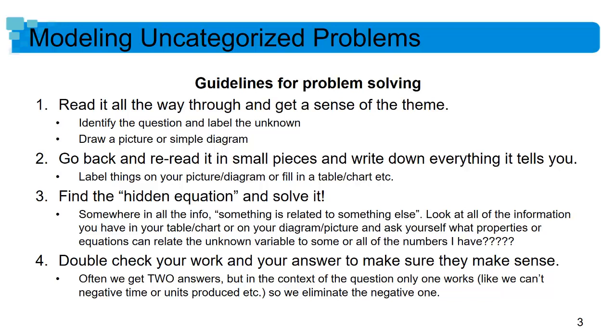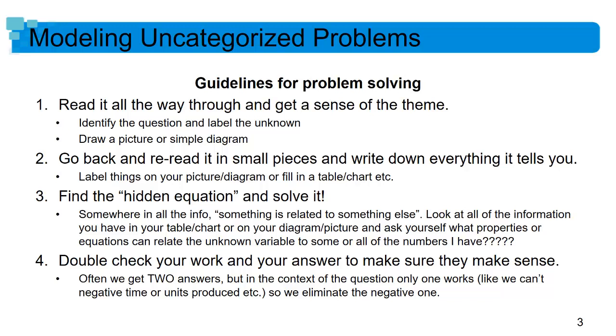All right, so once you've done that, step 2, devising the plan, really means go back, reread it in small pieces, and write down everything it tells you. So you're taking it in little chunks. Blah, blah, blah is 25 feet. You stop, and then on your little picture, you write down 25 feet. And then blah, blah, blah is 35 feet. You stop, you write that down. So, blah, blah, blah is 2 times as long as this. Okay, this is 2 times. So you take each little piece of information and translate it and write it down, label things on your picture, fill in a table or chart, whatever you're using to help you solve that. You're going through all of those bits and pieces one at a time.